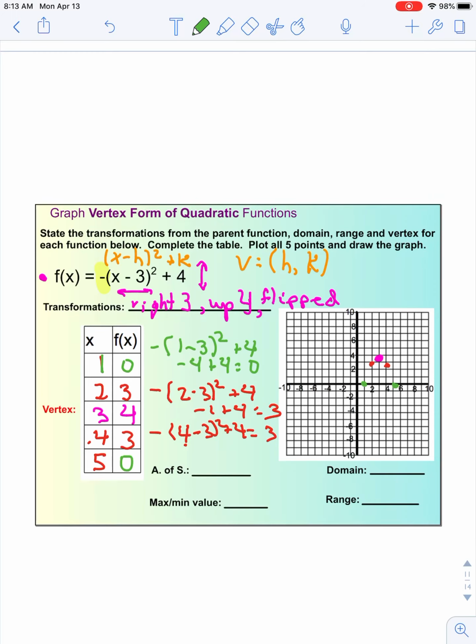So now I can graph my quadratic from vertex form. I have my 5 points, just like that. Well, I didn't quite hit that one very well, but that's okay. All right, so there's graphing in both forms. Now let's pick out the axis of symmetry.